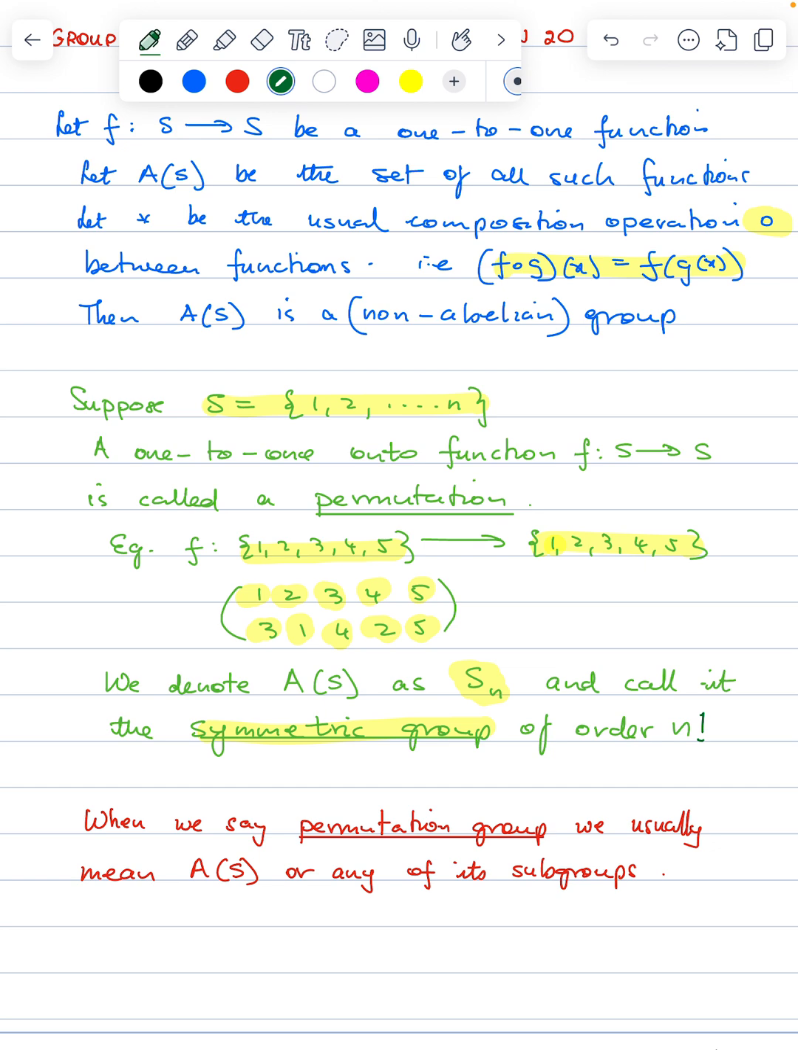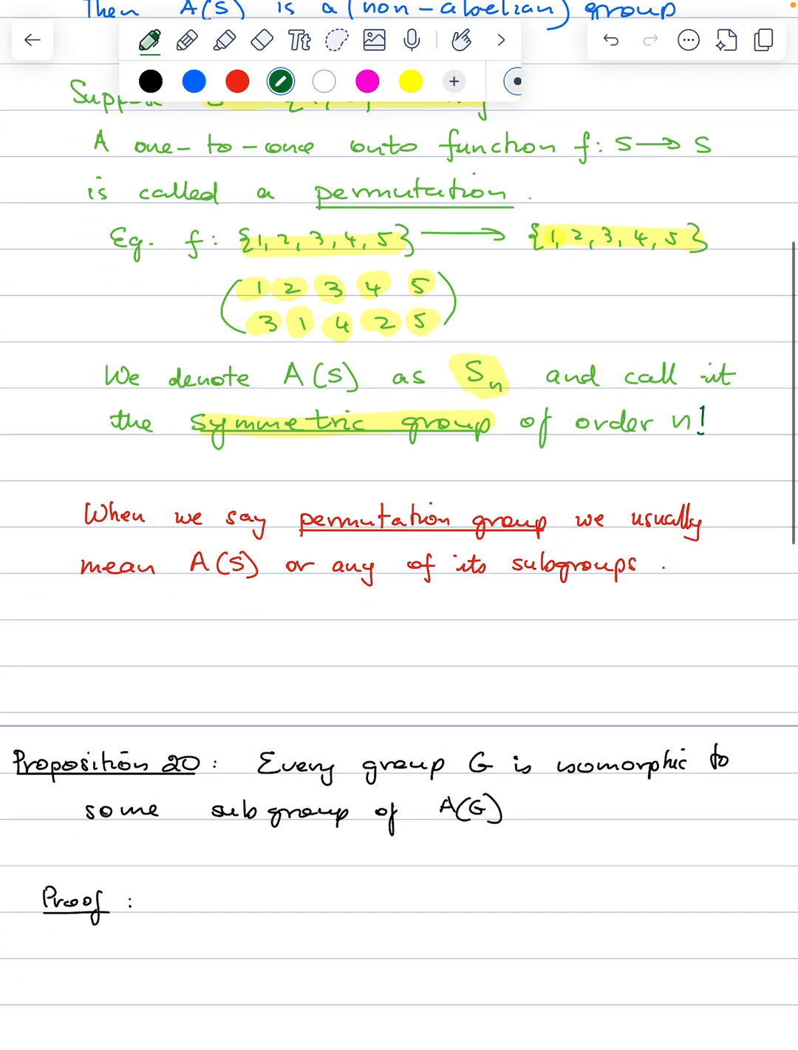And when we say permutation group, we usually mean A of S or any of its subgroups. S could be anything, and in general, we can take S equals 1 to n and talk about the symmetric group. So we're ready to do Proposition 20 with a clear understanding of the notation A of G. And that's not a typo here. This is: every group G is isomorphic to some subgroup of A of G, the permutation group on G itself.